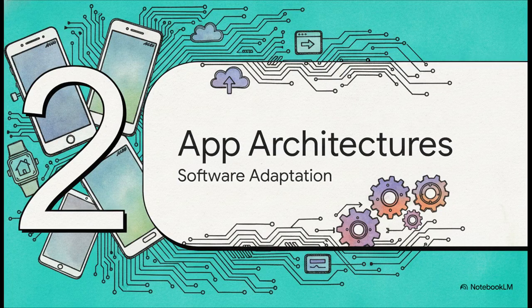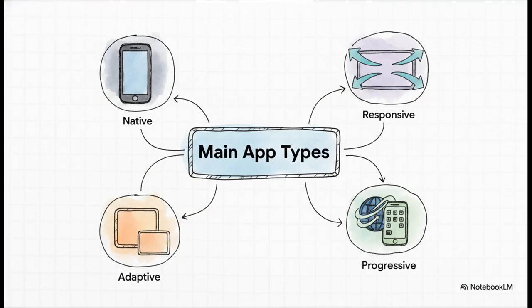Moving right along to Section 2, App Types and Architectures. Because the hardware environment is so incredibly fragmented, developers rely on different software architectures to try and adapt to it. So let's do a rapid-fire breakdown of the main app types you'll be testing. First up, native apps. These are built specifically for one single platform. Then you have your web-based apps, and I really want you to pay close attention to the difference here.